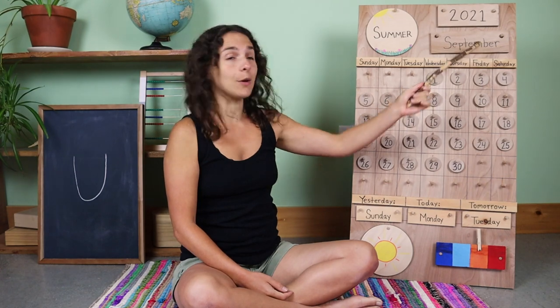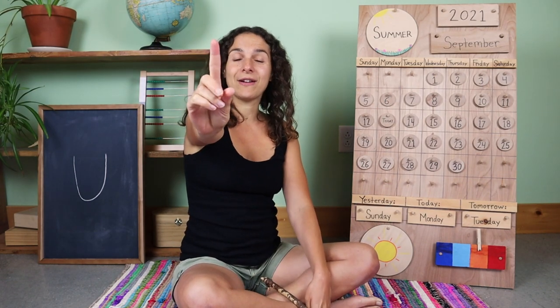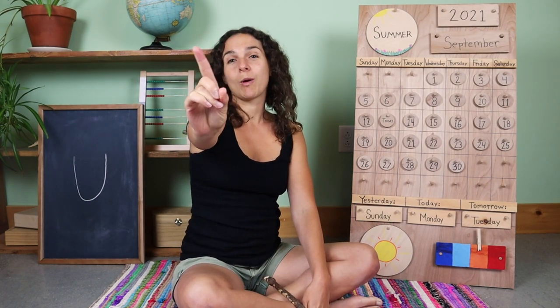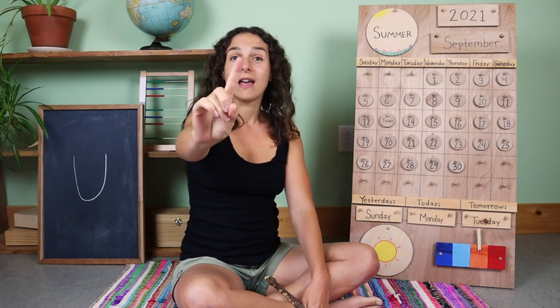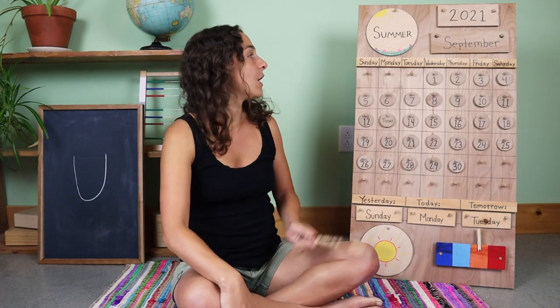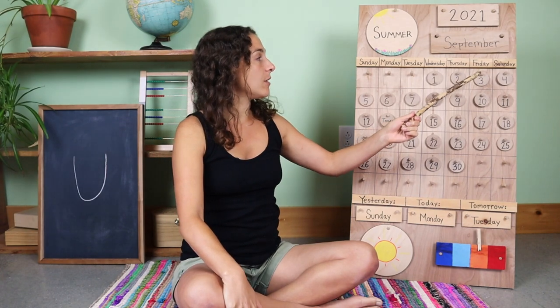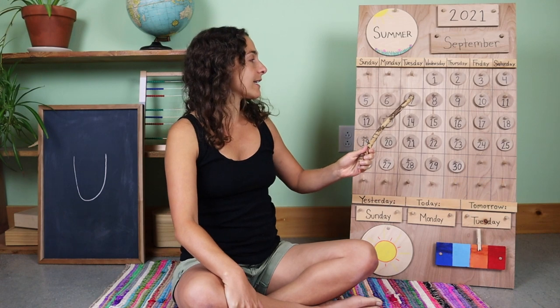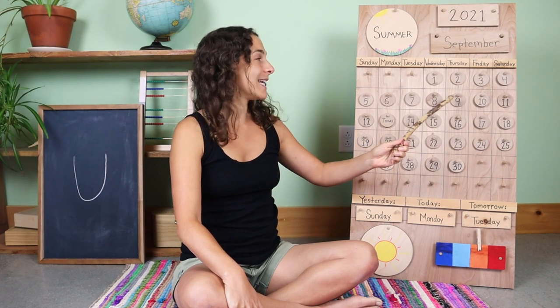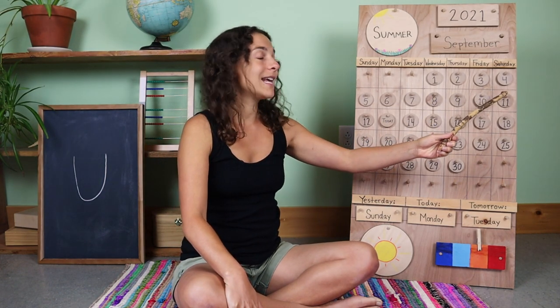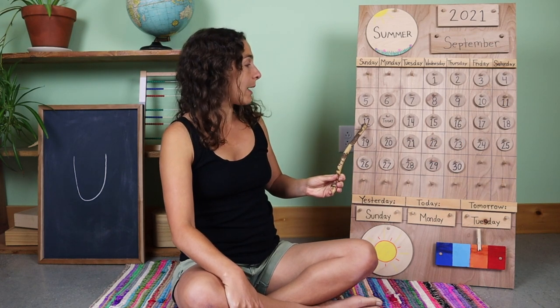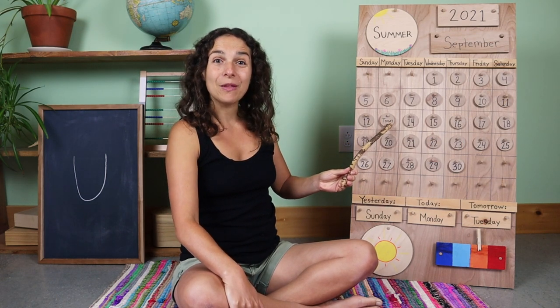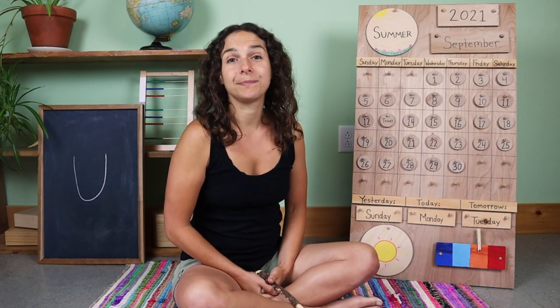I wonder how many days we've had so far in the month of September. Can you take your counting fingers out like this? And we'll warm them up to give them a little stretch. Let's count together. 1, 2, 3, 4, 5, 6, 7, 8, 9, 10, 11, 12, 13. We've had 13 days so far in the month of September.